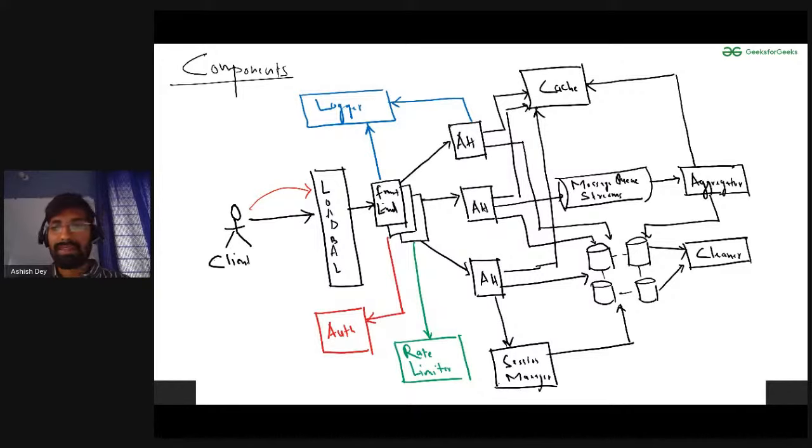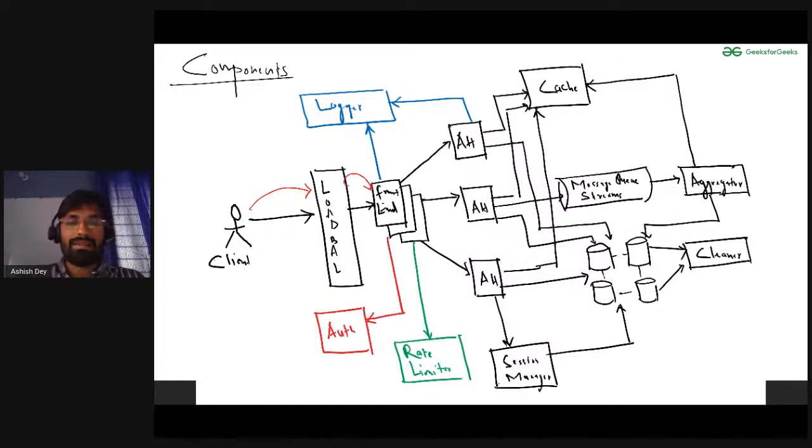In fact, a reverse proxy can be implemented to have a load balancer inside it. An API gateway can also be configured to have a load balancer inside it. So I am explicitly showing it here as a load balancer, to show that this is for balancing the load. Now then the request comes.